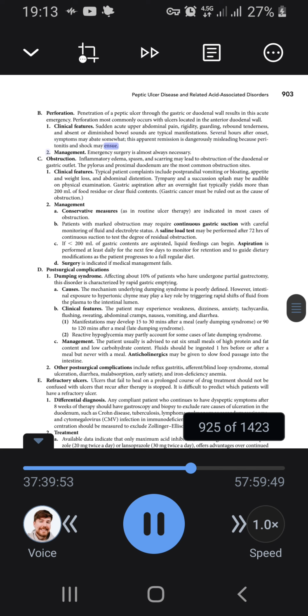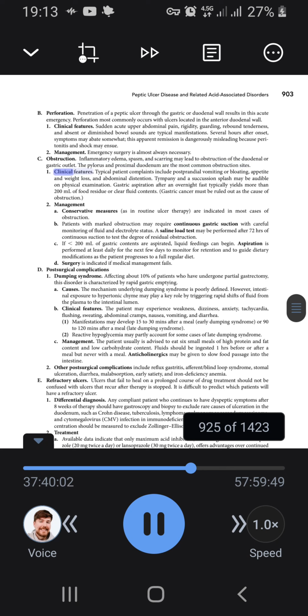2. Management. Emergency surgery is almost always necessary. C. Obstruction. Inflammatory edema, spasm, and scarring may lead to obstruction of the duodenal or gastric outlet. The pylorus and proximal duodenum are the most common obstruction sites.